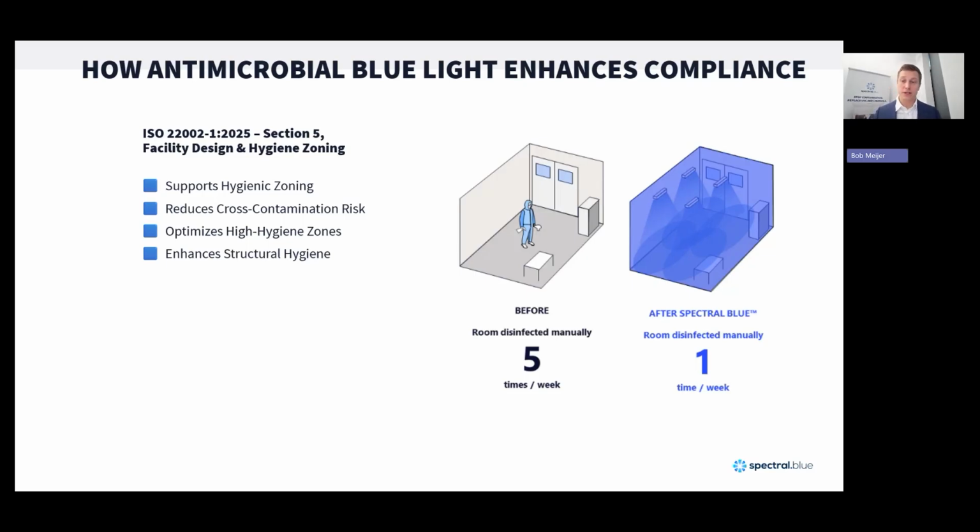Therefore, it's ideal for clean rooms, ready-to-eat zones, and equipment-intensive areas where routine chemical cleaning is impractical or disruptive. Antimicrobial blue light complements hygienic design by targeting hard-to-clean surfaces prone to form biofilms.